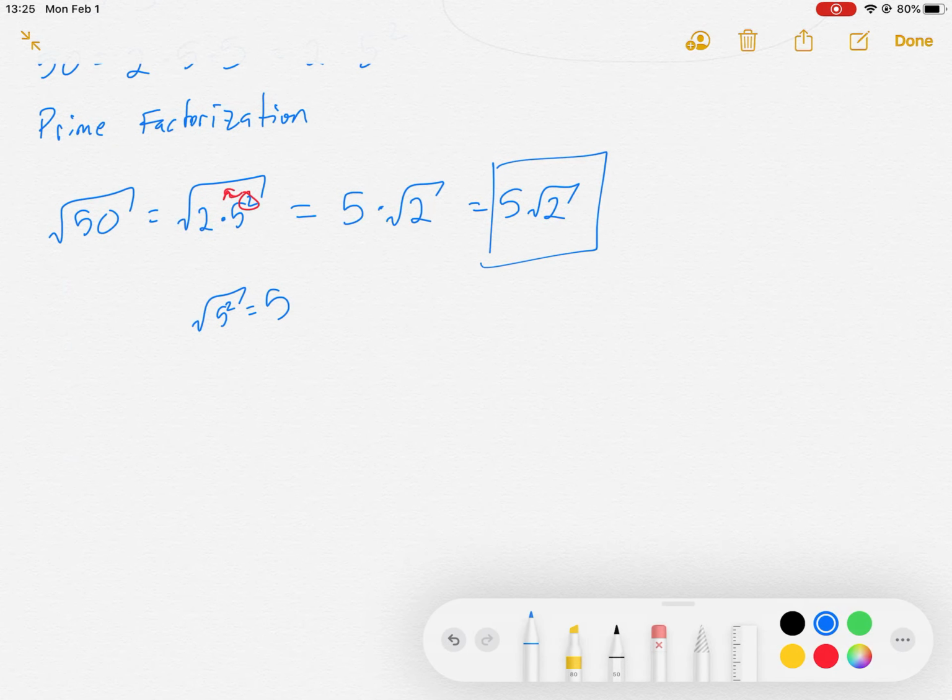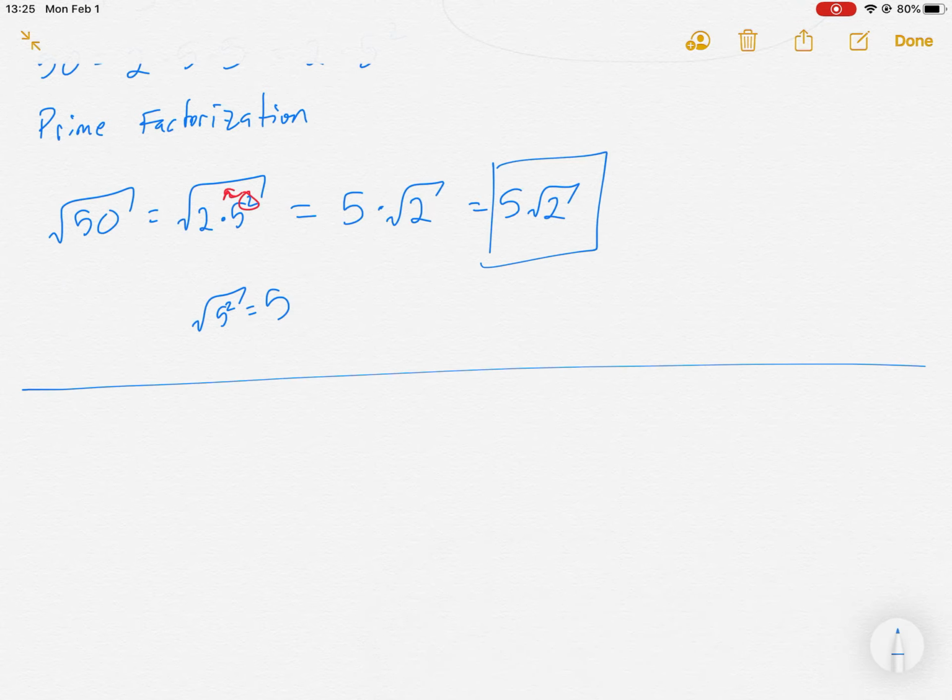Okay, let's just do one more example. So if I had the square root of 8, well, the square root of 8 is really 2 times 4. And I know that the square root of 4 is 2, so I'm going to take that out. And we would have 2 root 2 in simplest radical form.